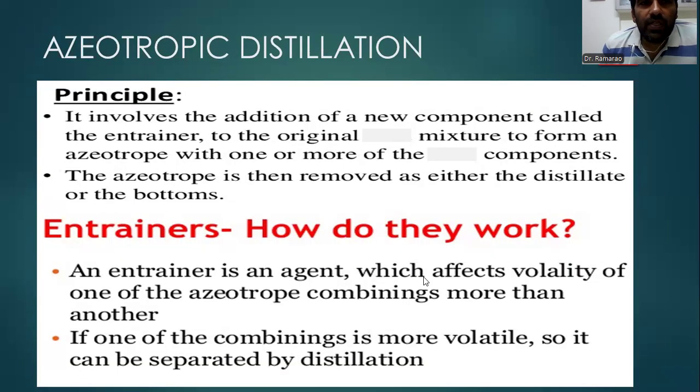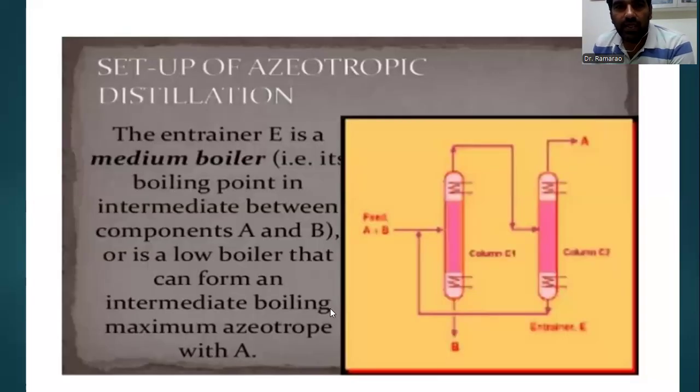Azeotropic distillation involves the addition of a new component, called an entrainer, to the original mixture to form an azeotrope. So what is an entrainer and how does it work? An entrainer is an agent which affects the volatility of one of the azeotropic components more than the other. If one of the components becomes more volatile, then it can be separated by distillation.